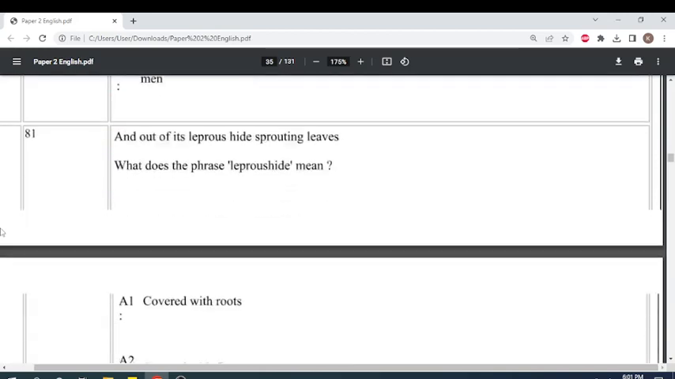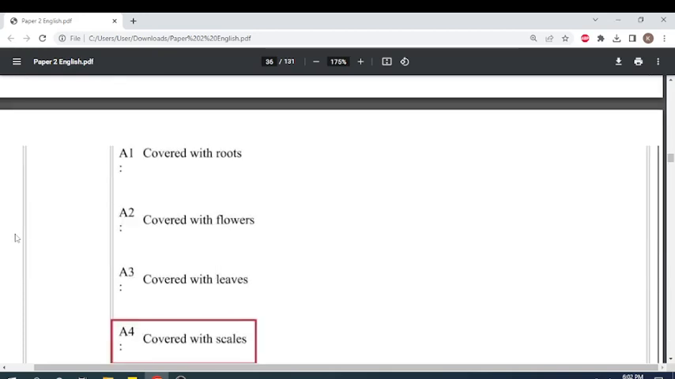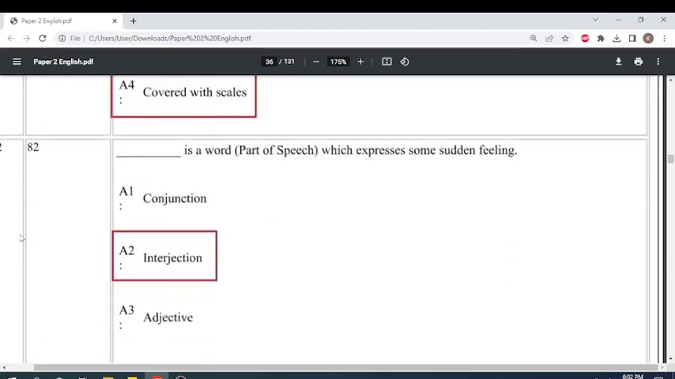81. And out of its leprous hide sprouting leaves, what does the phrase leprosity mean? Answer A4, covering with scales. 82. Dash is a word which expresses some sudden feeling. Answer A2, interjection.